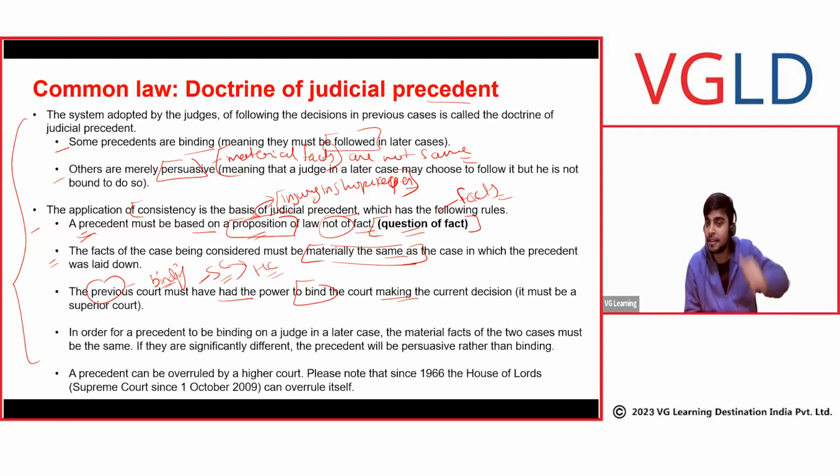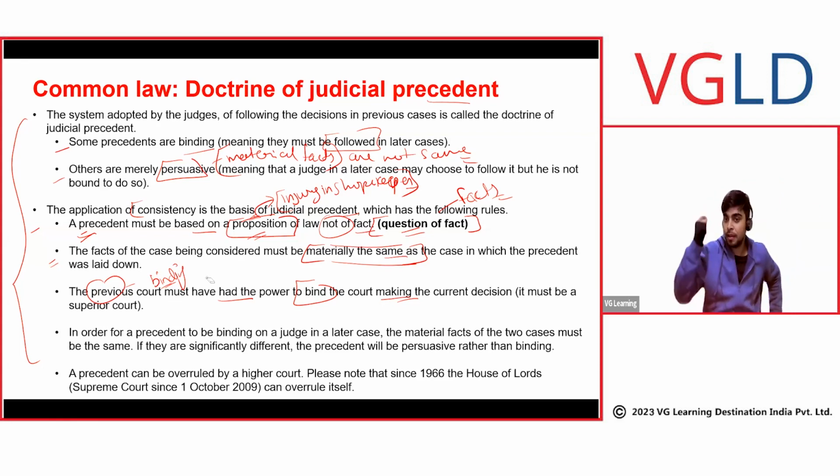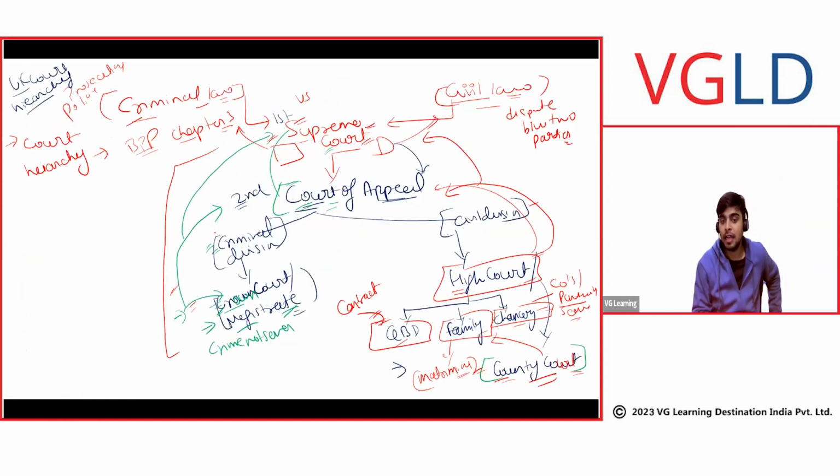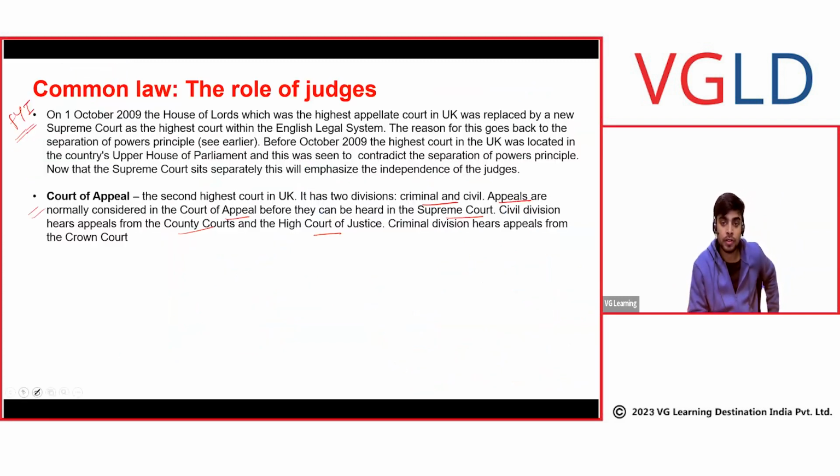Clear? The hierarchy. That's why we discuss this hierarchy: not only can we challenge cases in the upper courts, but the decisions of the upper courts become precedents for the lower courts. If the supreme court makes a decision, then it becomes precedent for the court of appeal, crown court, high court, or county court. If a decision has been made by the high court, then it becomes precedent for the county court, but not for the court of appeal. Clear? So it depends on the hierarchy.